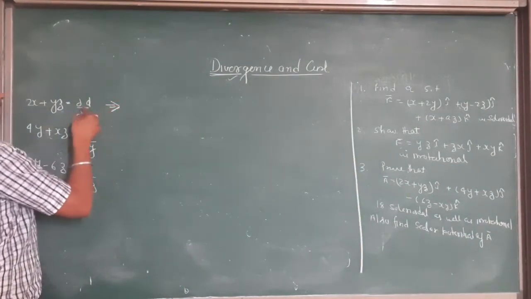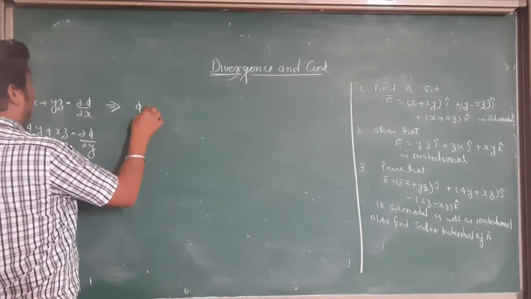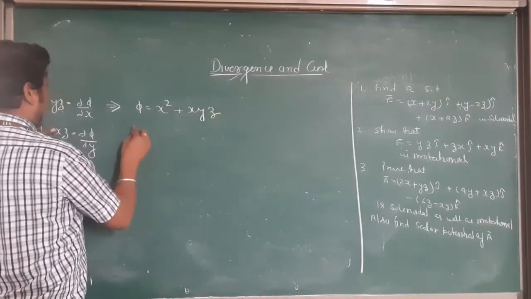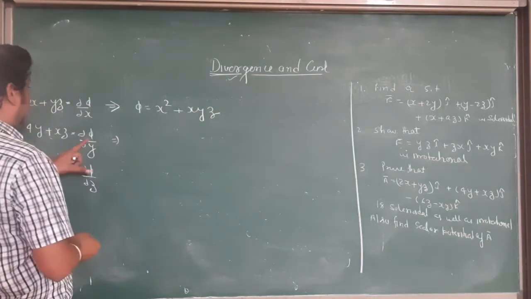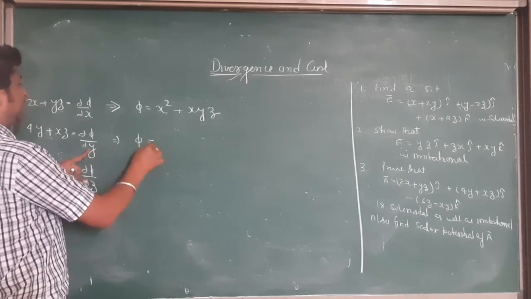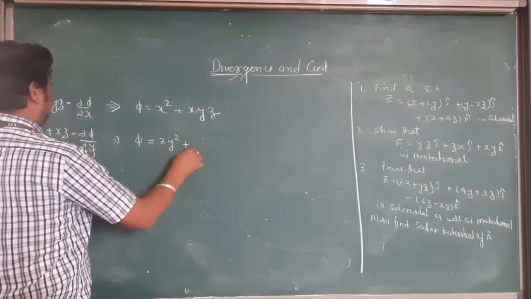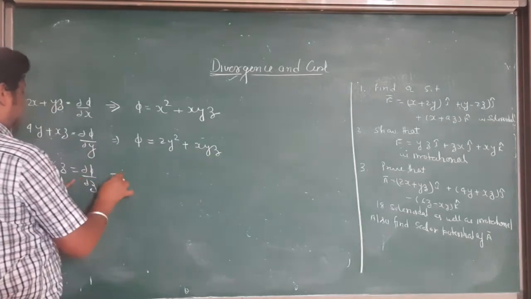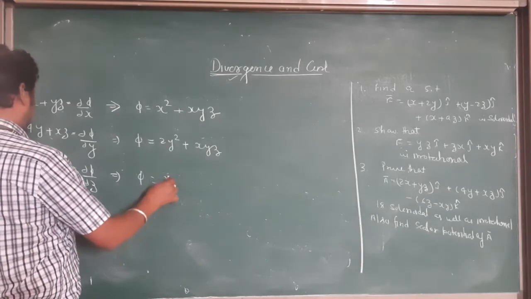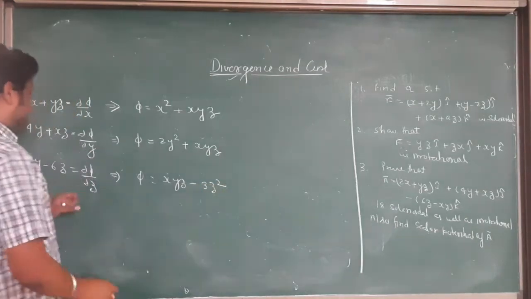From the first equation, integrate with respect to x. So what do we get? Phi is equal to x square plus xyz. A constant, no need to add. I will tell why, I will tell the other procedure. From the second, integrate partially with respect to y. What do you get? 2y square plus xyz. Integrate partially with respect to z from the third. So we get phi here as xyz minus 3z square. Correct?